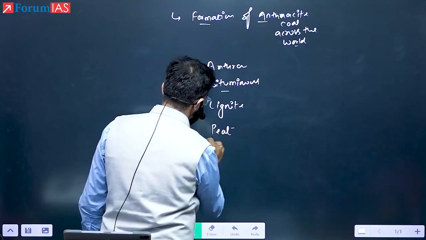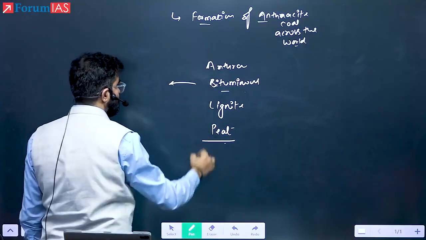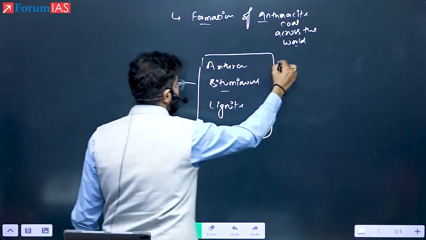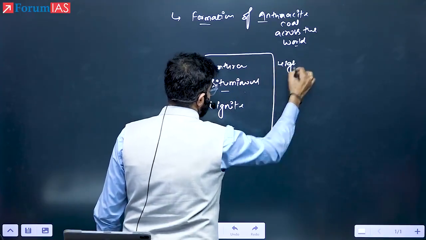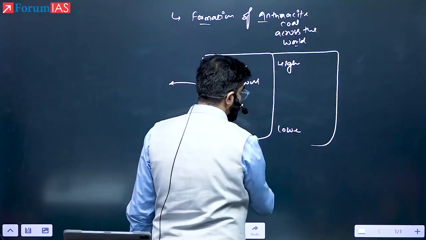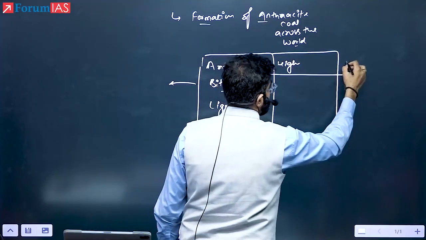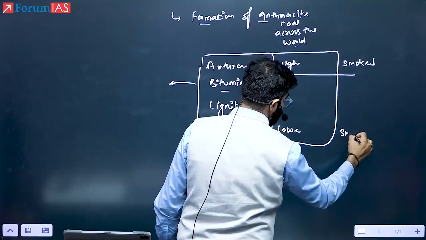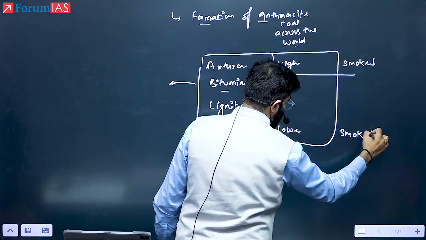Now if I ask you a very simple question, tell me which coal will give you more calorific value? Yes, anthracite has the highest calorific value, and peat the lowest. Now if I ask you where the smoke will be most, smoke will be least here and highest here. Yes or no? Yes, smoke will be higher.